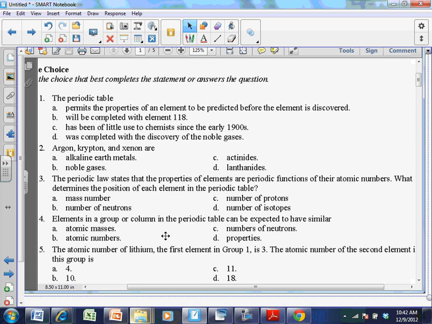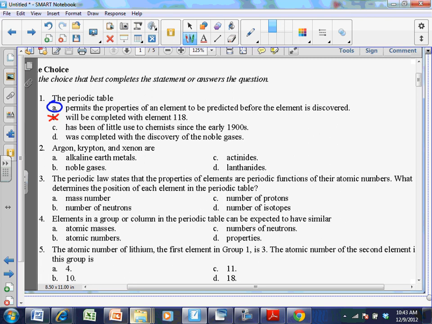In this video, I'll go over the answers to the multiple choice questions on the practice test. The periodic table permits properties to be predicted before the element's discovered. We know that the valence electrons really determine a lot of the chemical properties, and that when an element falls below another, it should be pretty similar. So that's what the true answer is.